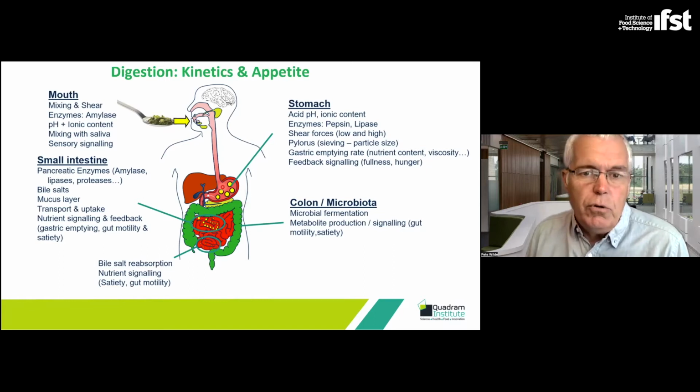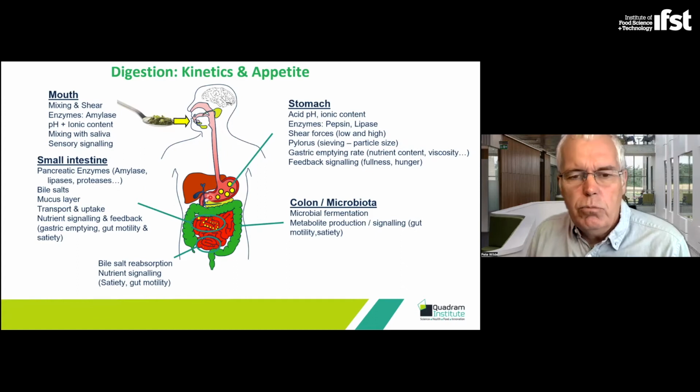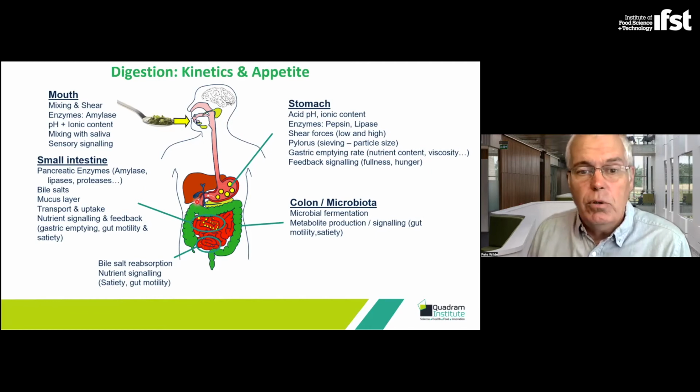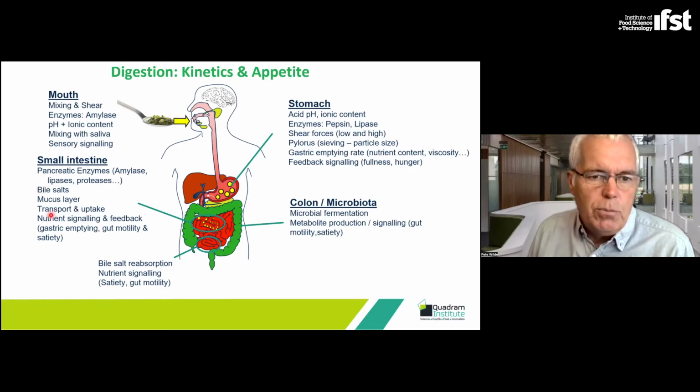The structure of our food is important here because only small particles and low viscosity fluids are emptied out of the stomach, because they are prevented by the pylorus, and large particles and highly viscous components get retropulsed back into the main body where they continue to break down. This can influence how quickly the stomach empties into the small intestine, where the main digestion takes place, with pancreatic enzymes, bile salts helping to break down the fat, and all the transport and uptake processes.